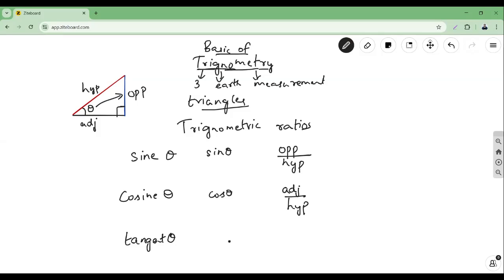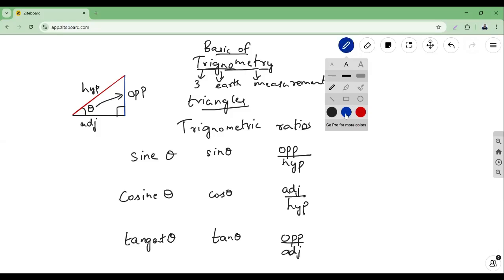Okay, tangent theta is shortly written as tan theta, and that is opposite by adjacent. Now, it's so confusing, isn't it? So confusing. So what we are going to do is take the starting letters and make an acronym. Acronym means SOH.